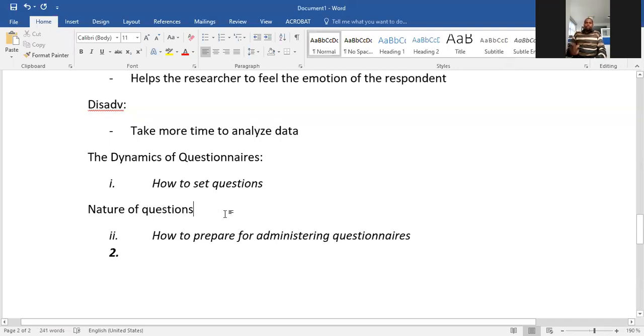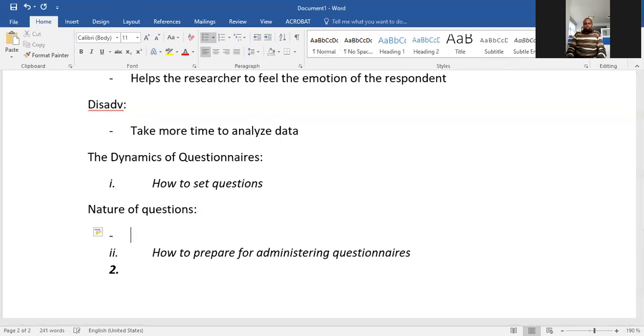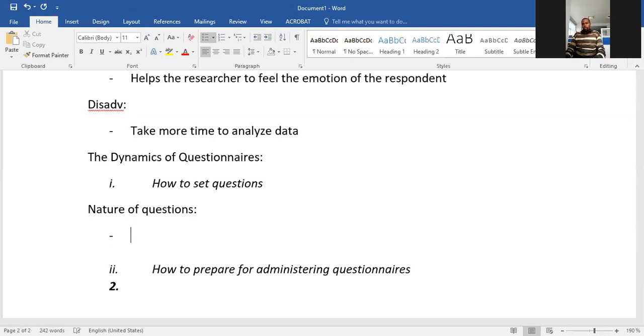So the nature of questions, we want to know what kind of questions can be said to be good questions for a questionnaire. What are the characteristics of questions that you need to include? Questions in a questionnaire should be clear and unambiguous. What this means is that those questions should not be confusing. You should give questions that are very clear. The language is very clear.